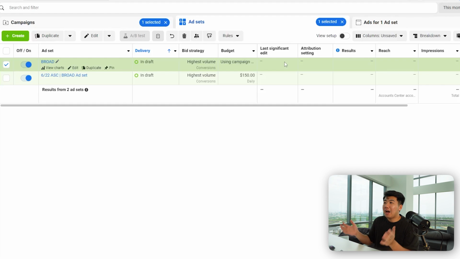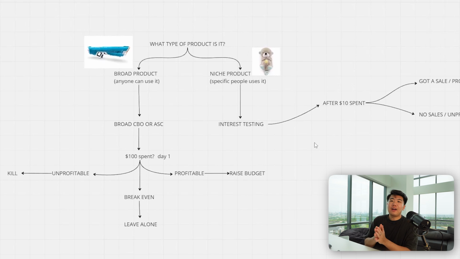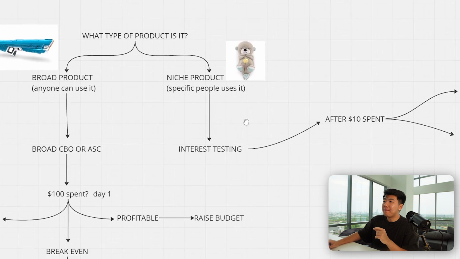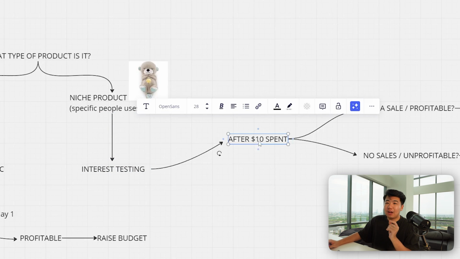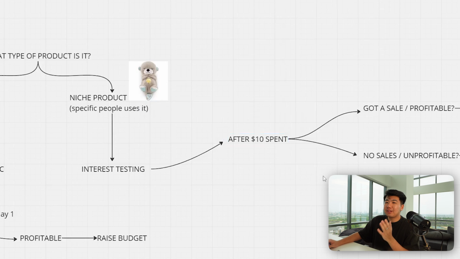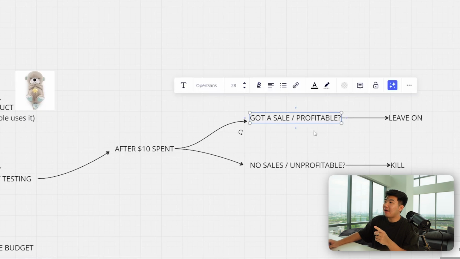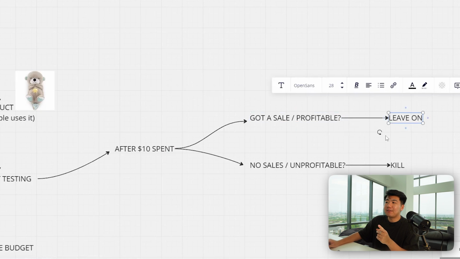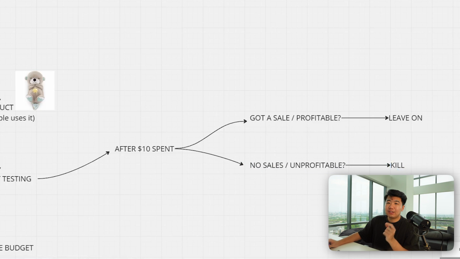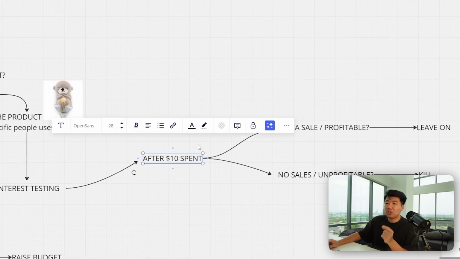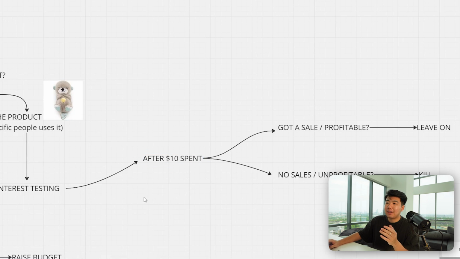And that's pretty much it on how to launch a broad product, as well as launching interest testing for niche products. All right, that is basically both testing campaigns on how I test my products when it comes to launching them. I want to show you, if it's a niche product and you're interest testing, after $10 is spent on each single interest, then you want to decide, did it get a sale? Is it profitable? If yes, then you want to leave it on. If it's no sales and unprofitable, you could just kill it. This is per ad set, by the way. So you're judging per ad set and not the entire campaign.